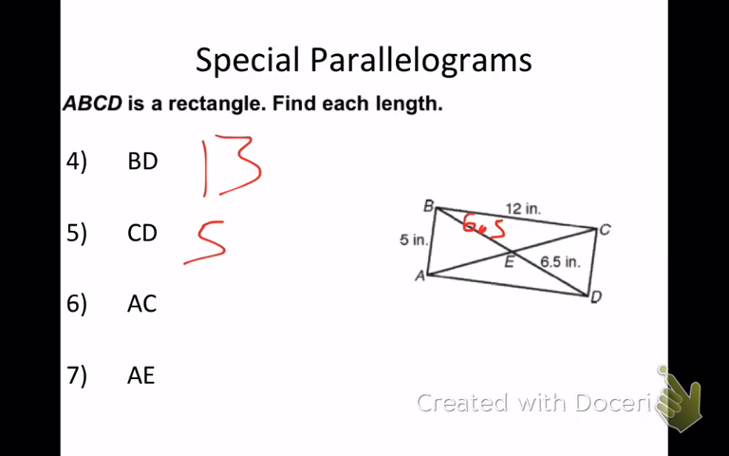6, I need to find AC. Katie, what's AC going to be? 13. How do you know that? Because AC is going to be the same as BD. Diagonals are congruent in a rectangle. Nice job. And last one, 7, AE. Let's go with Chris. What's AE going to be? 6.5. Nice job.